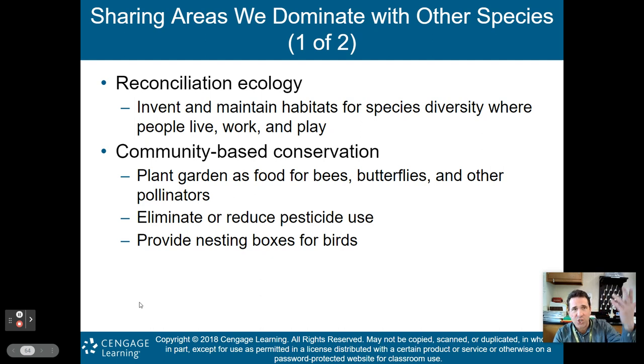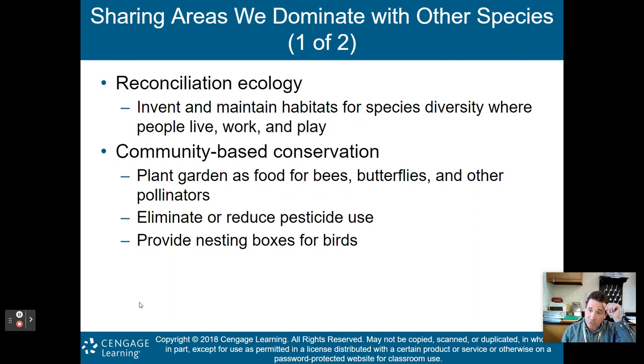So another way, sharing areas we dominate, right? Reconciliation ecology. What does that mean? That means invent and maintain habitats for species diversity where we live, work, and play. So instead of creating parks or wilderness areas where we aren't, we should use reconciliation ecology and actually invent and maintain habitats right here, right where we live, to help increase and maintain that biodiversity.